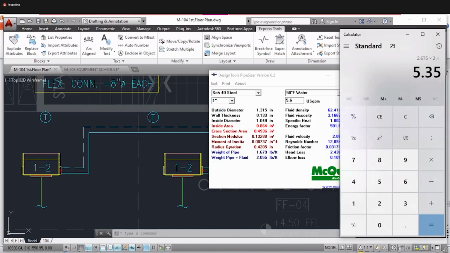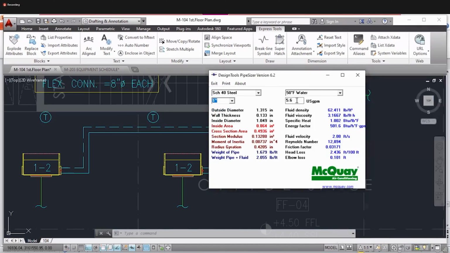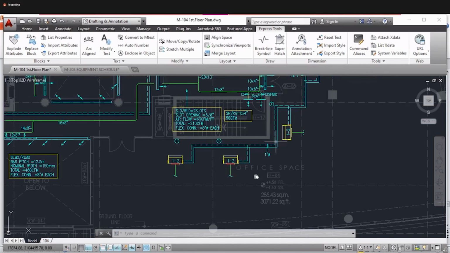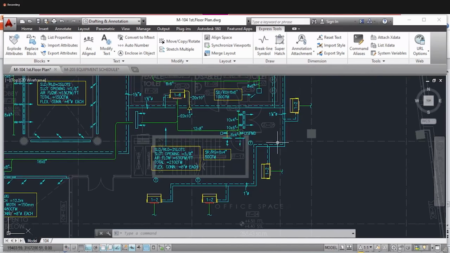What is the GPM for 2 units? 5.35, so we will go with 5.35. Now the fluid velocity is 1.9 and the head loss is 2.2. It's within our range, which is below 4 feet per 100 feet. So this is how we have to design. We have taken 1 inch here.